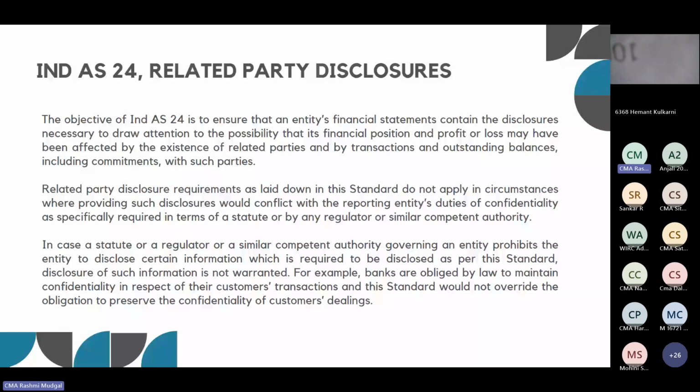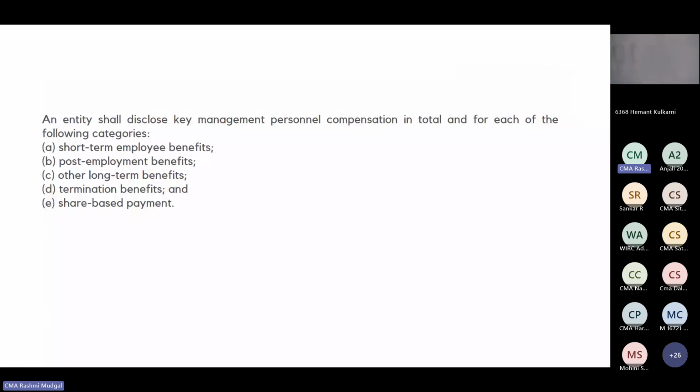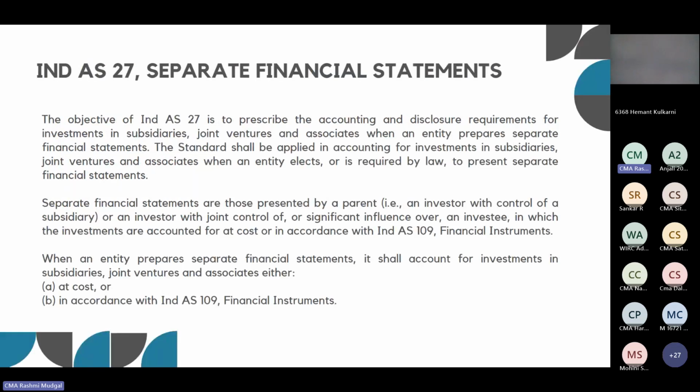Okay, so I have to look at this part also. An entity shall disclose the key managerial personnel compensation in total and for each of the following categories: short-term employee benefits, post-employment benefits, other long-term benefits, termination benefits, and share-based payment. I have to look into the related party transactions only.